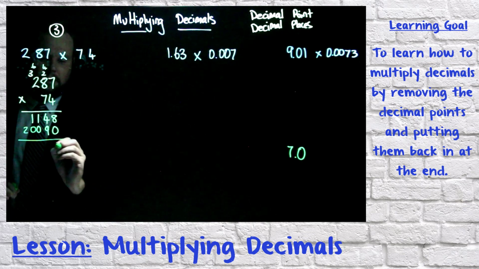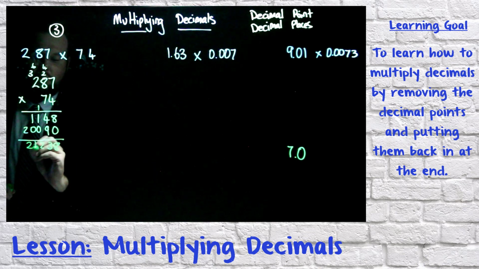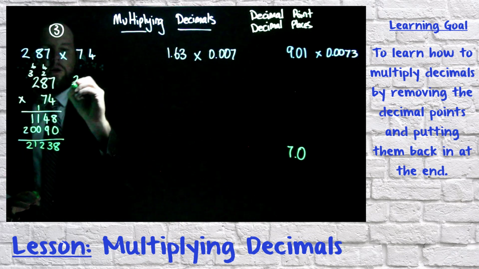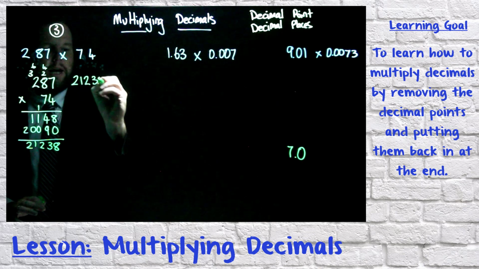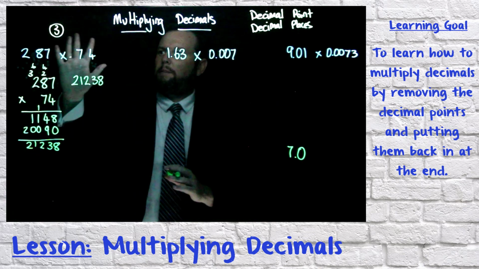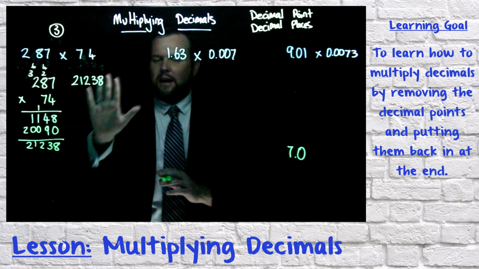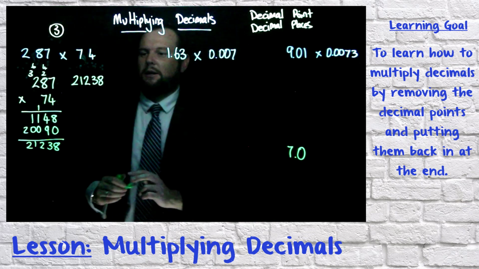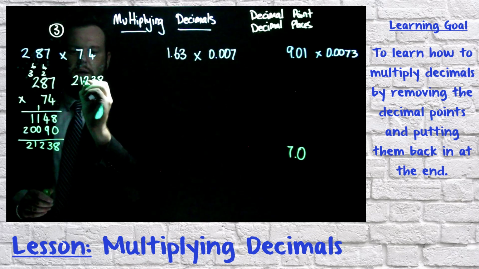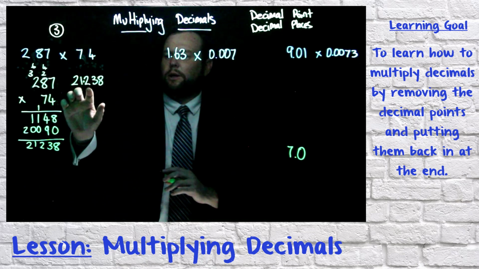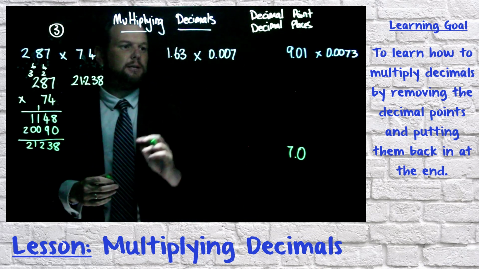Now I add it together. So I have 8, 13, 2, 1, 2. So there's my answer. 21,238. Now we come back and we remember how many decimal places were in my question, and that was 3. And we need to have 3 decimal places in your answer. So you start on the end and you count 1, 2, 3 decimal places. And that is my answer, 21.238.